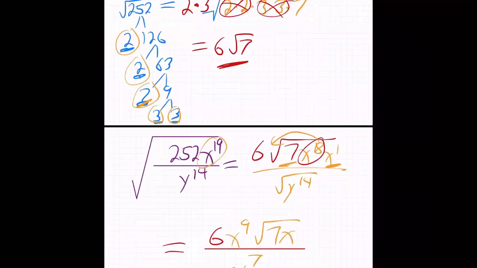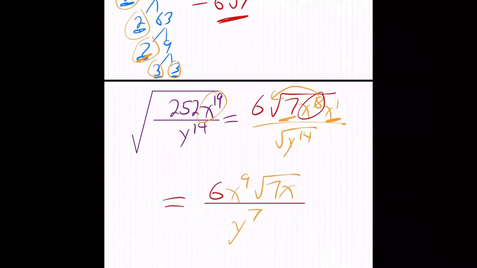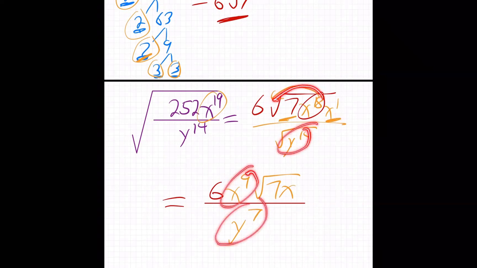So again, what did we do? We broke down the 252, all this stuff, and then 2 in, 1 out, 2 in, 1 out. Roots are a 2 for 1 deal, 6 root 7. And then for the powers, when you have an odd power like 19, you make it even with 1 more, because then you're going to, remember, it's 2 for 1 deal. Square roots are always 2 for 1. So you're going to cut the 18 in half, the x to the 9th, and the 14 in half, y to the 7th. The extra x and the 7 are left inside the root on the top.